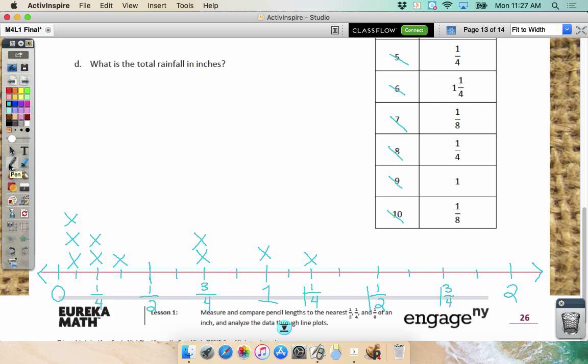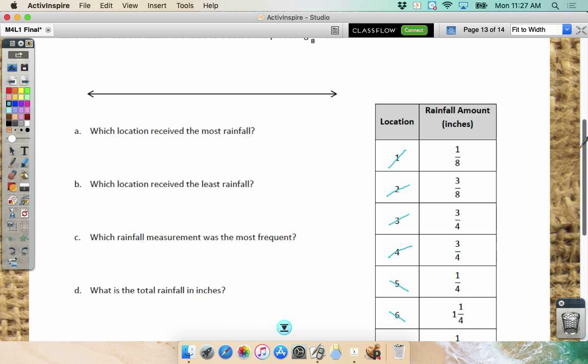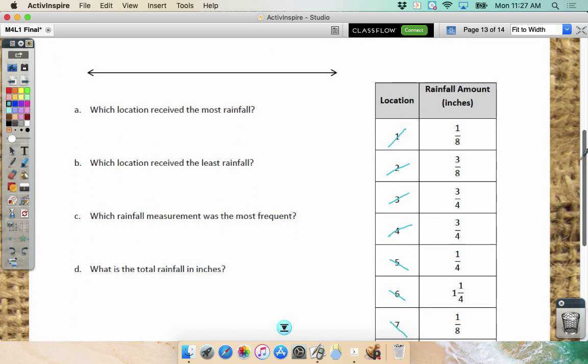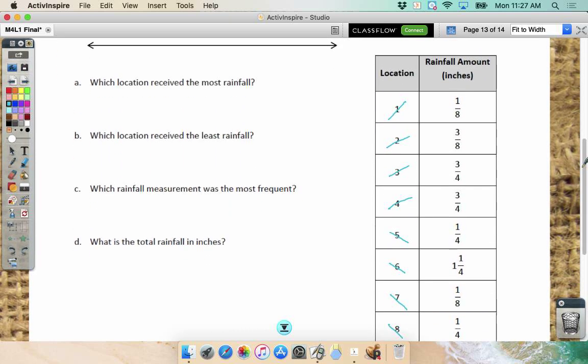Now, here's the deal. Most of the time, they ask you to find 1/8 or 3/8 or 5/8. I've noticed that on the questions, okay? Just observing. Now, we're going to go through and answer questions. Which location had the most rainfall? I know it was 6, wasn't it? So I'm just going to write, instead of writing the number 6, I'm going to write location 6.